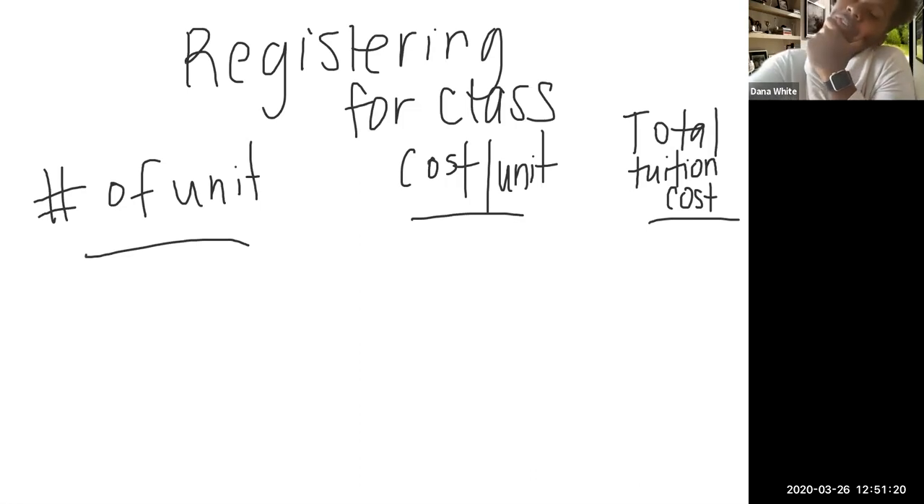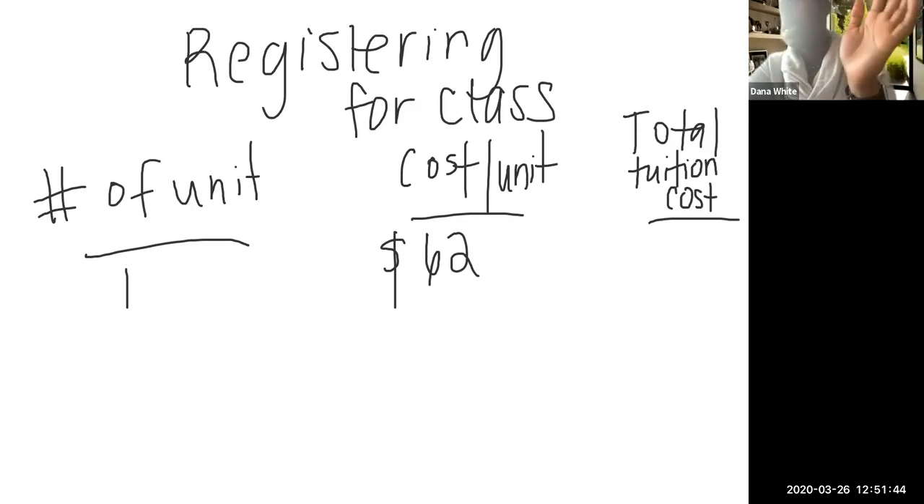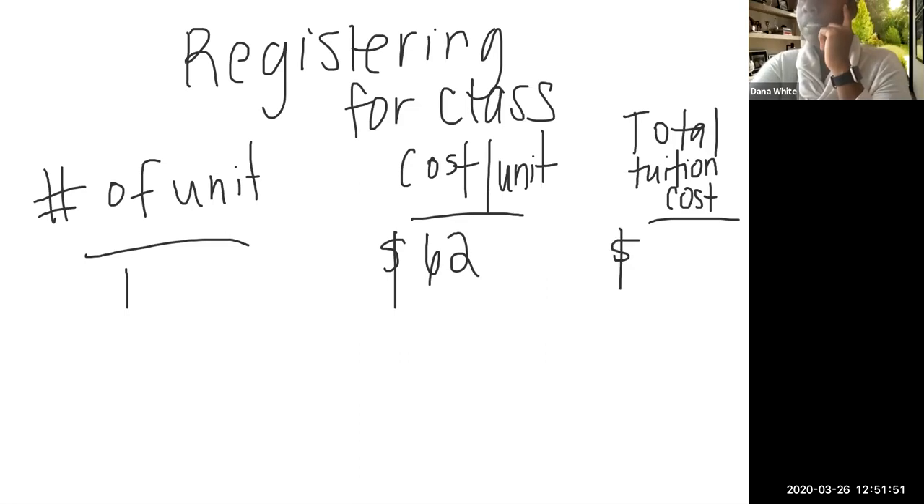So let's say, for instance, you take maybe 1 unit, right? So then the cost per unit, the last I checked or what have you, let's say the cost per unit at a community college is $62 per unit, right? So then if I only take 1 unit, then my tuition cost for that, let's say we're not including the fees and all of that good stuff. So then my cost for 1 unit is going to be $62.